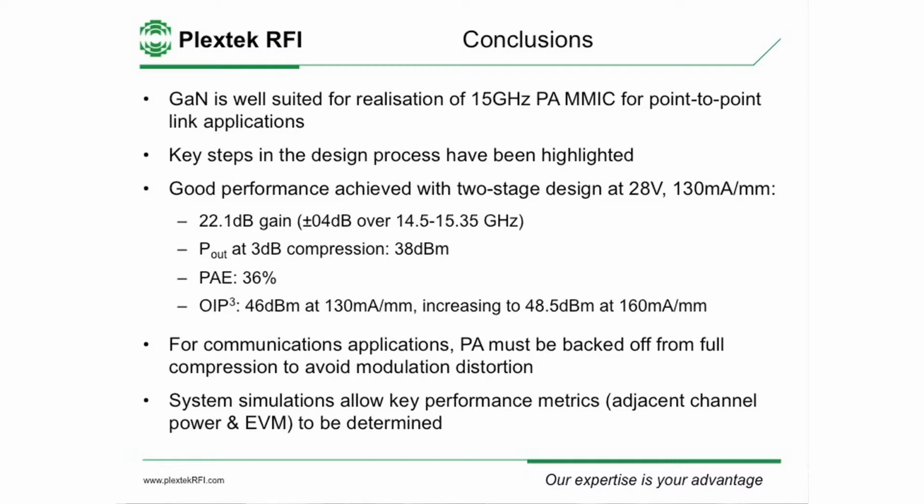The PA itself, from a conventional microwave design metric, has good performance. At 28 volts bias, 130 milliamps per millimeter, we're seeing 22 dB of gain, an output power of 30 dBm at 3 dB compression, 36% PAE, and an output IP3 of 46 dBm at 130 milliamps per millimeter. And if we tweak up the bias to 160 milliamps per millimeter, we see that increasing to 48.5.